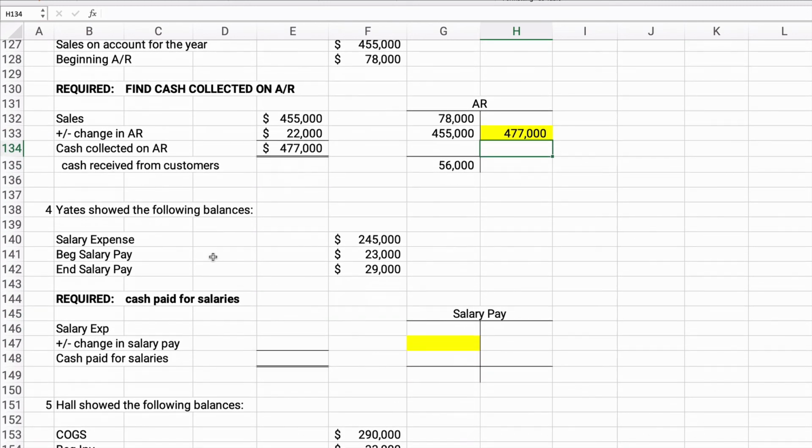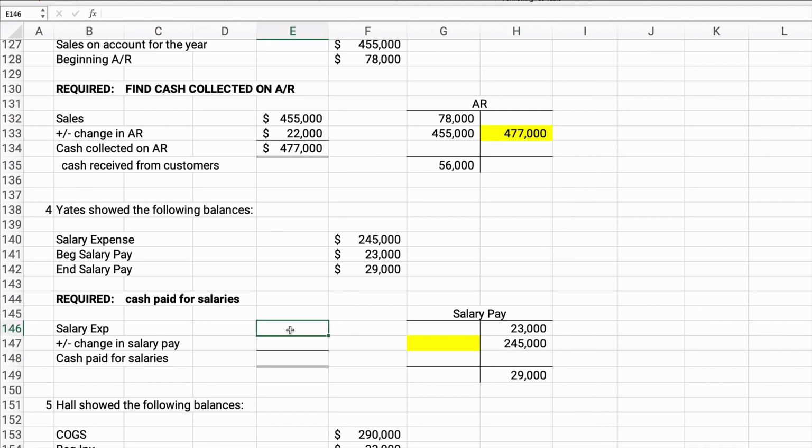Yates, same kind of problem here. We're going to figure out cash paid for salaries. So salaries payable is a liability. We have beginning salaries payable 23,000. We have ending salaries payable of 29,000. And we know salary expense is going to be 245,000. So the salary expense is a debit. The salary payable is 245,000 on this side.